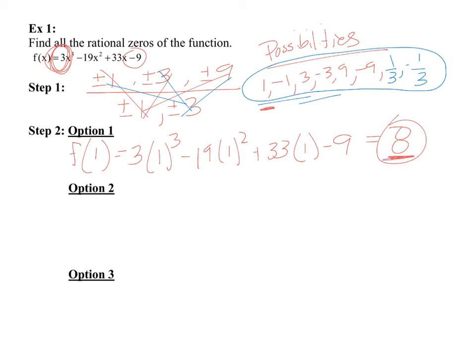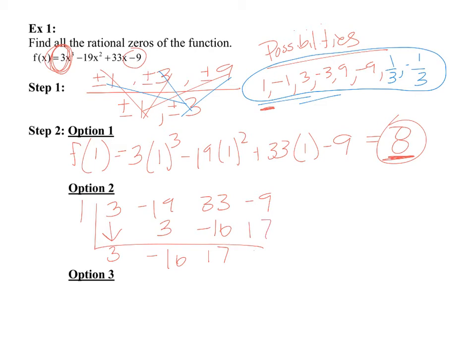You can also use synthetic division. Here's 1. And we use the coefficients for the polynomial. So I bring down the 3, multiply, then add. Multiply, then add. Multiply, then add. Once again, my remainder is 8. If the remainder was 0, then it would be a solution. In this case, it's not a 0. So what do you do next?